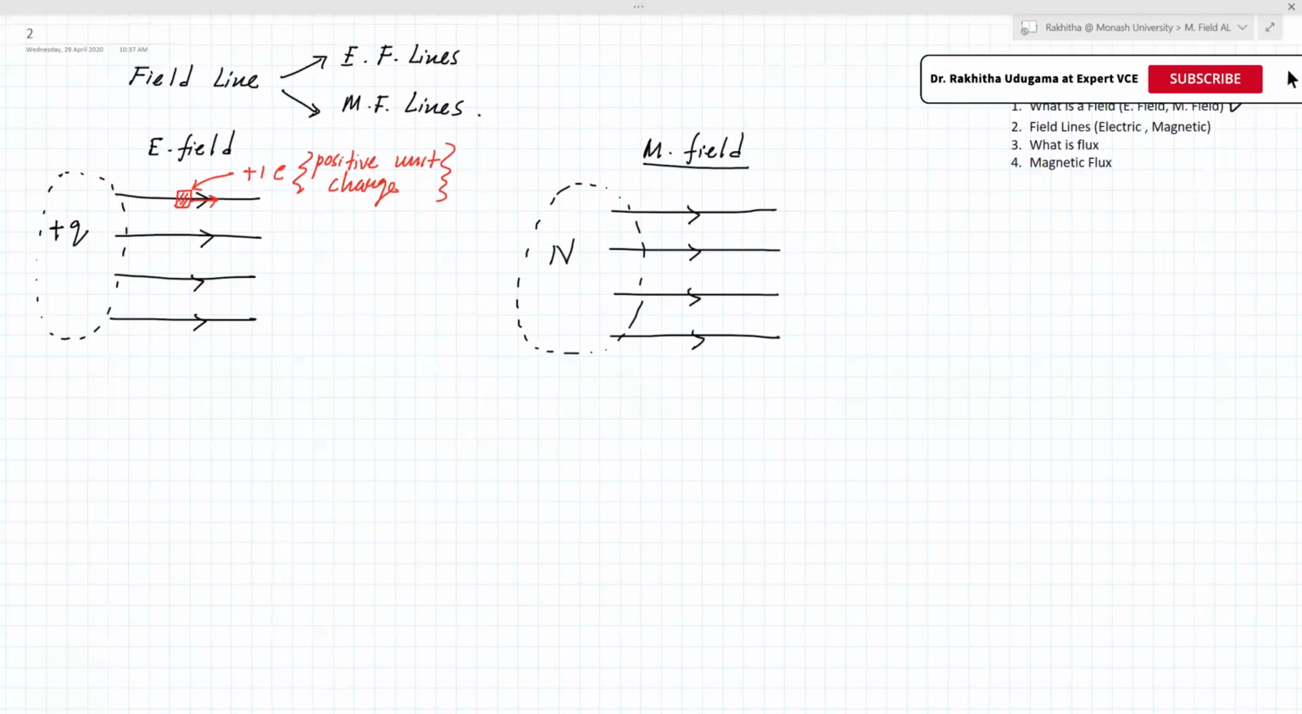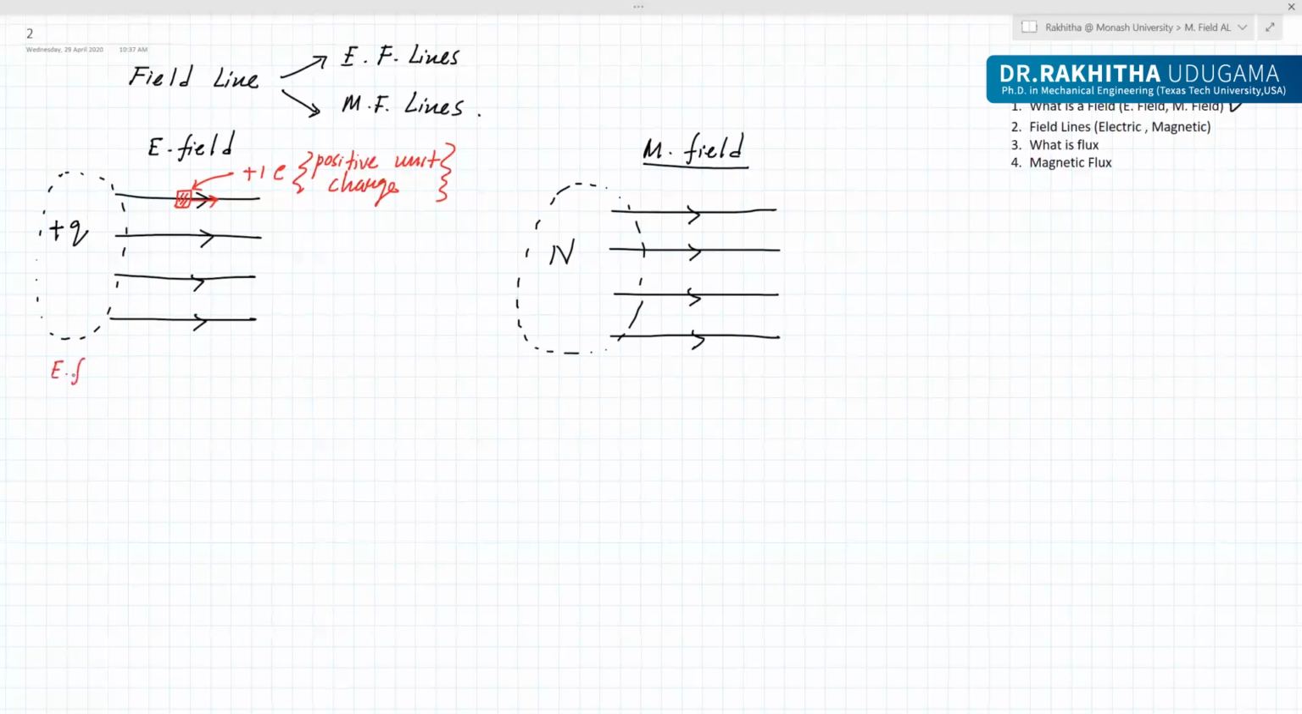Okay, so we define an electric field line as a possible direction of a positive charged particle. Okay, what does the electric field line mean?